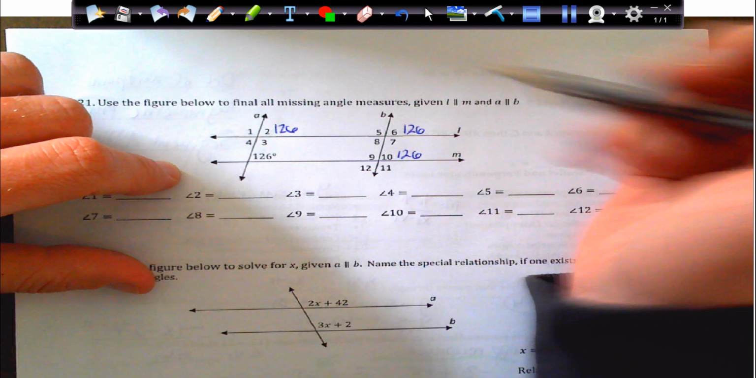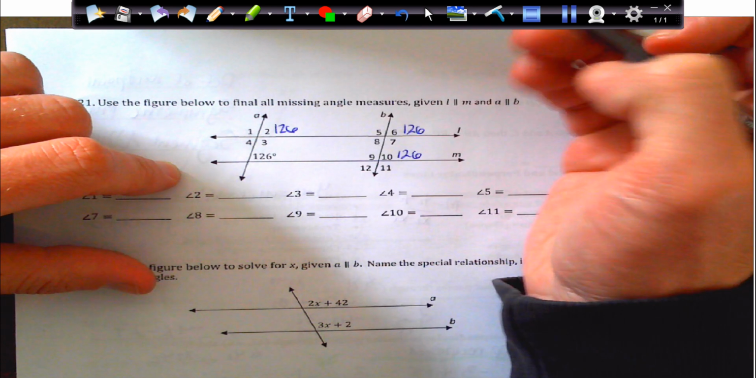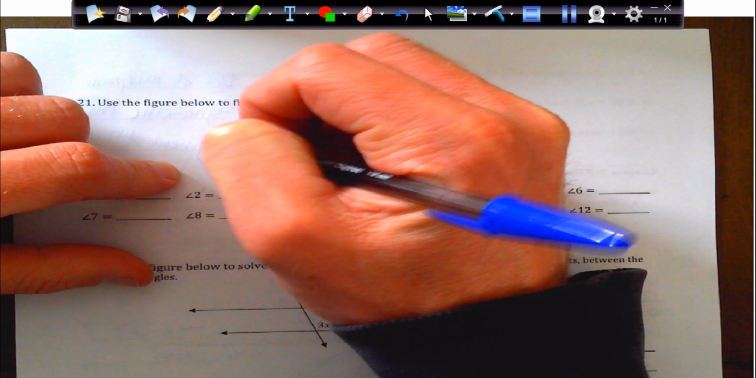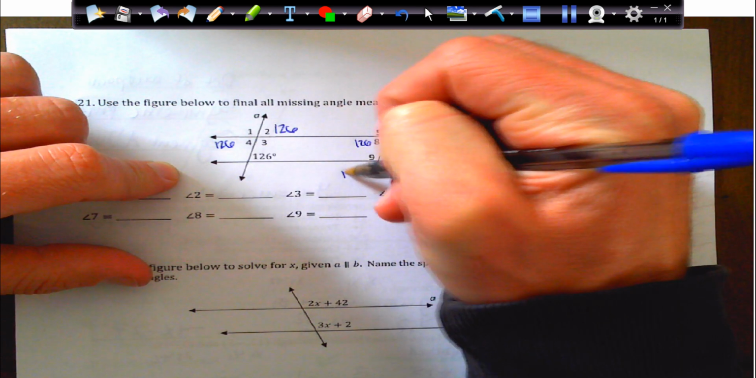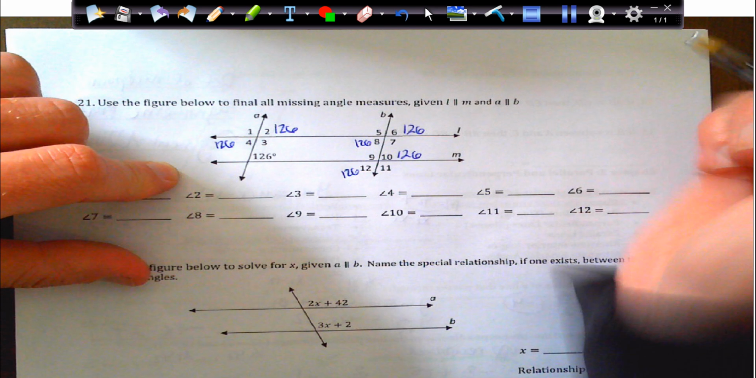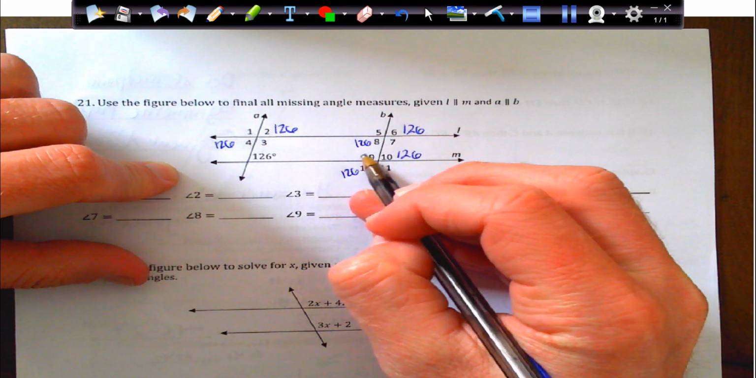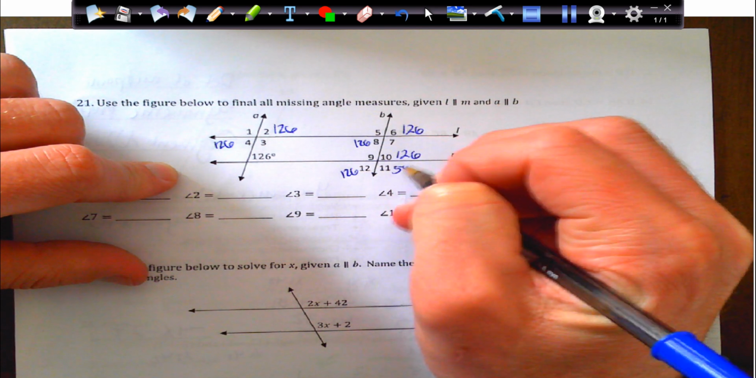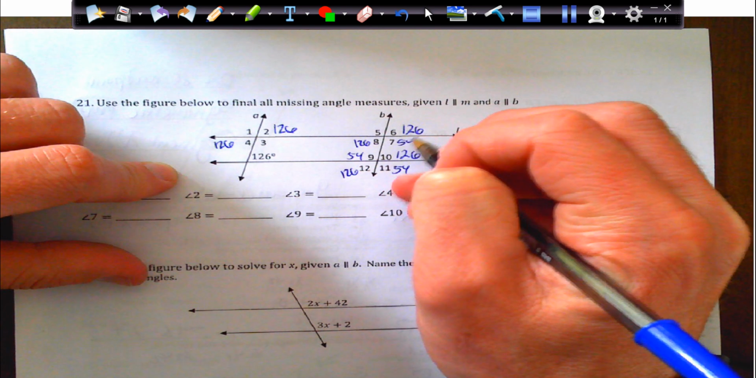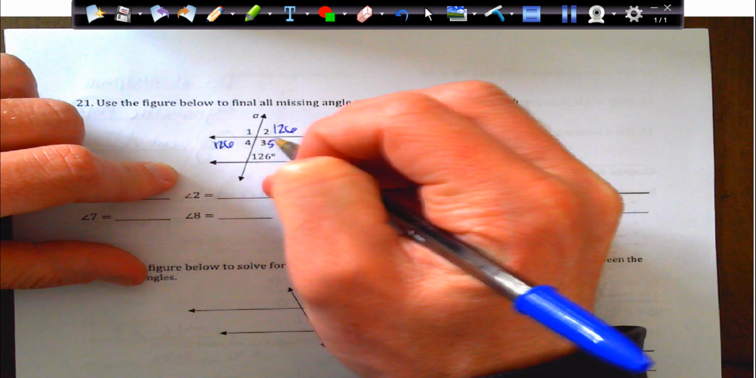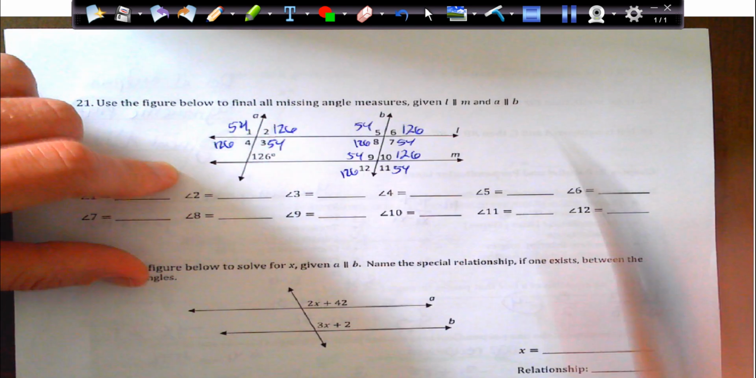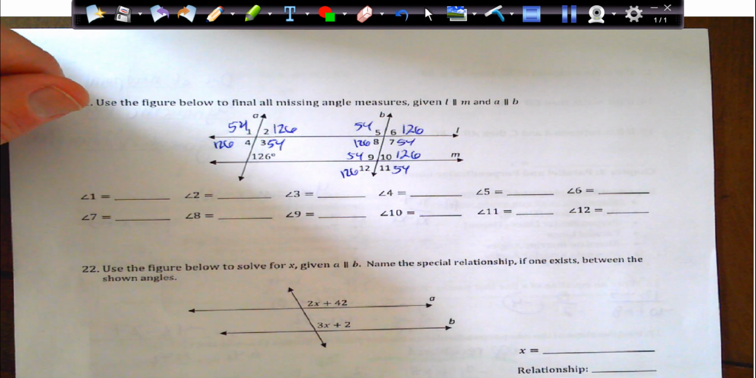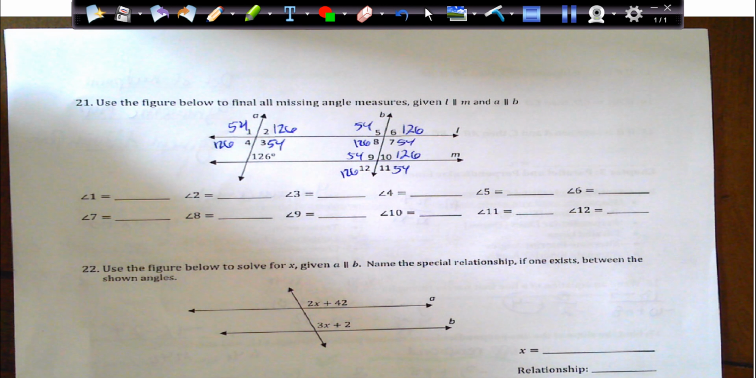Once I have 126 here, I can take care of all the verticals. So 4 is vertical, 8 is vertical, and 12 is vertical. And then from there, I can take care of all the linear pairs, which the rest of these are all linear pairs, so they're going to be all 54. So basically, everything's either 126 or 54. I'm not going to fill it in there, but there you go. That's what they should look like.